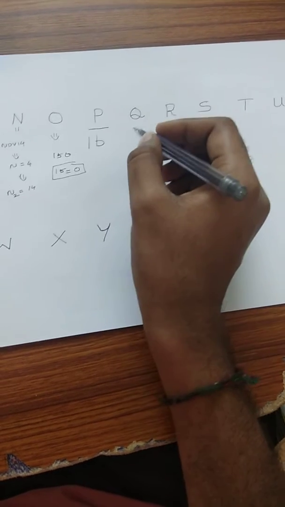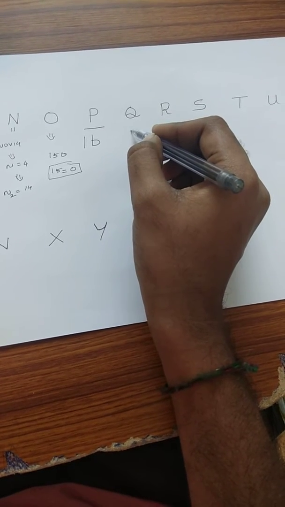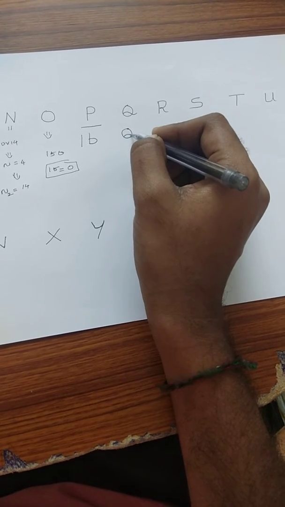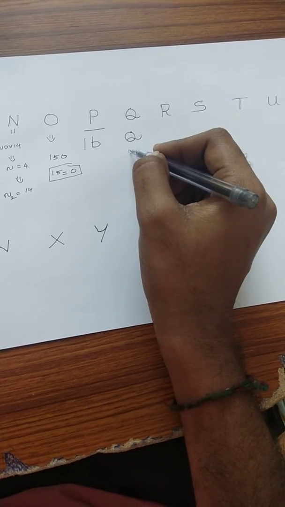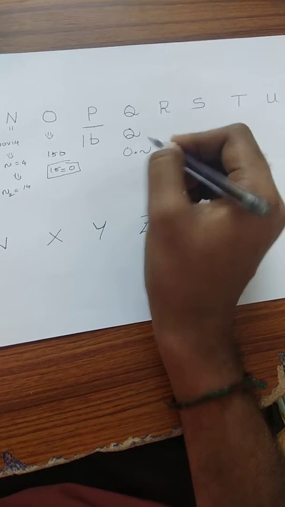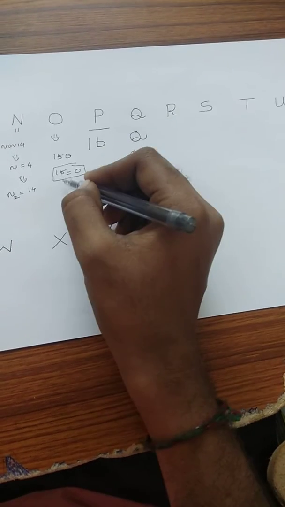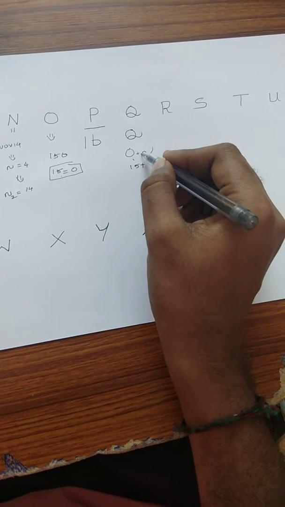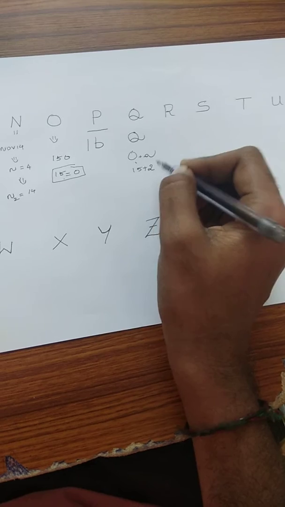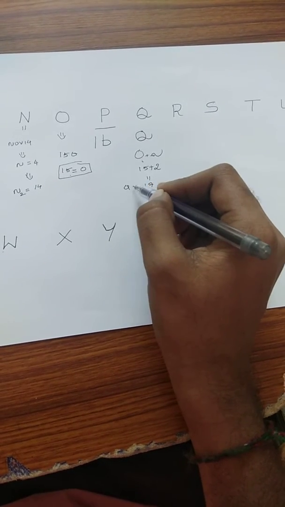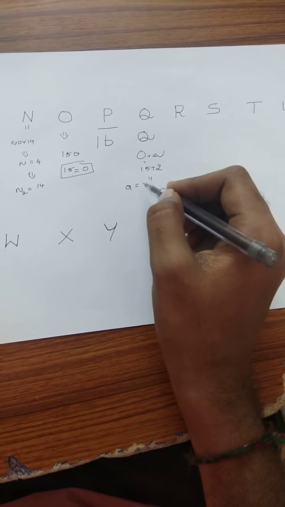After that, Q. If you observe, Q is the combination of O and 2. That means if we separate this O and 2, O is 15, plus this is just like a 2. 15 plus 2, we get 17. That implies Q is equal to 17.